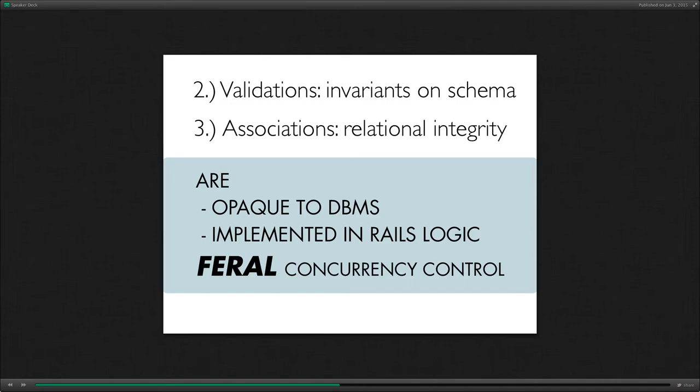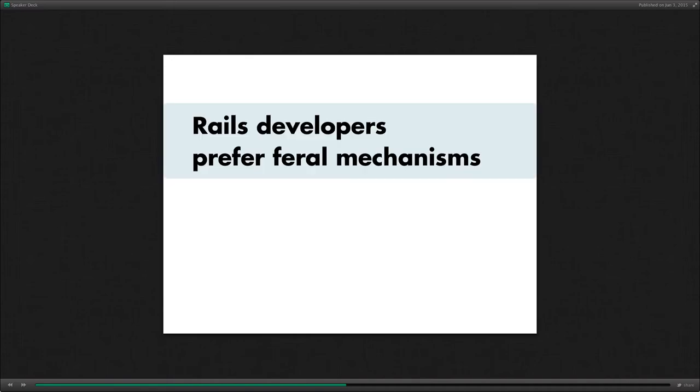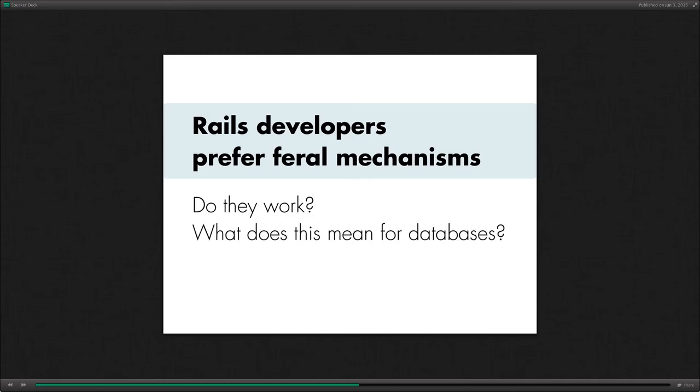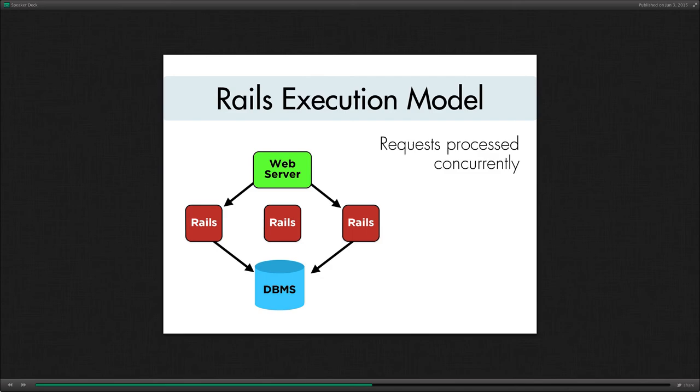It's all in Rails. And this is what the team calls feral concurrency control, which I think some people got angry about. But whatever. The opposite paper might also be opinionated. Yeah, right? Shock. Opinions exist. So the presumption is that Rails developers prefer these controls because that's what they're taught. That's what I was taught when I learned Rails. So the big question is, did it work?